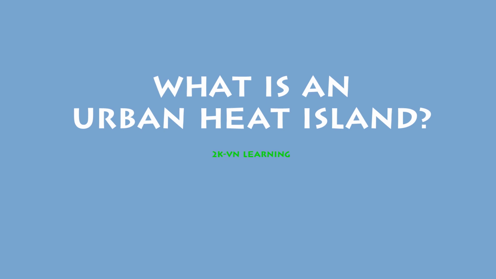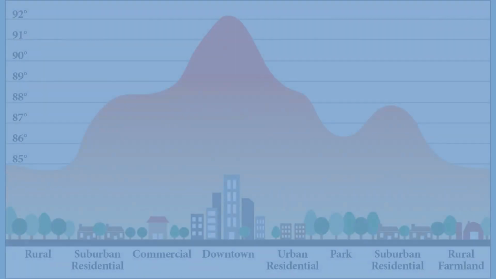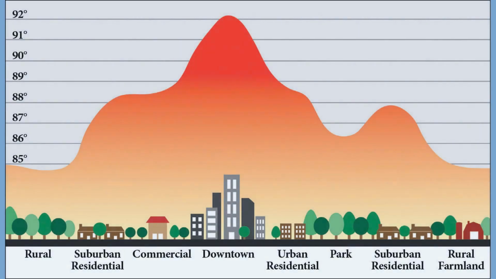Hello, today I will tell you about what an urban heat island is. The short answer: an urban heat island occurs when a city experiences much warmer temperatures than the nearby rural areas. The difference in temperature between urban and less developed rural areas has to do with how well the surfaces in each environment absorb and hold heat.